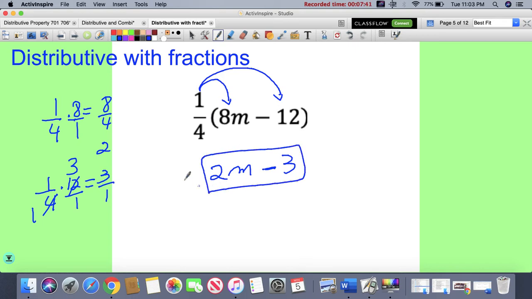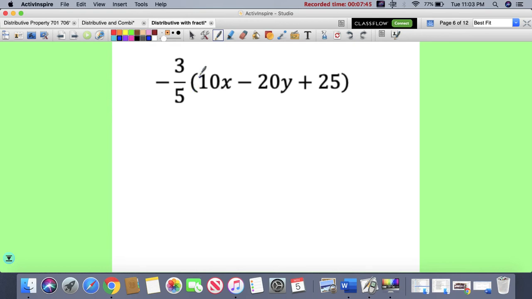So this is what I'm looking for. We're going to do a few examples. Let's do 3 examples or 4. So again, this is the same thing. The 3/5, negative 3/5, I'm sorry, is going to be multiplying with each of these terms inside the parentheses.